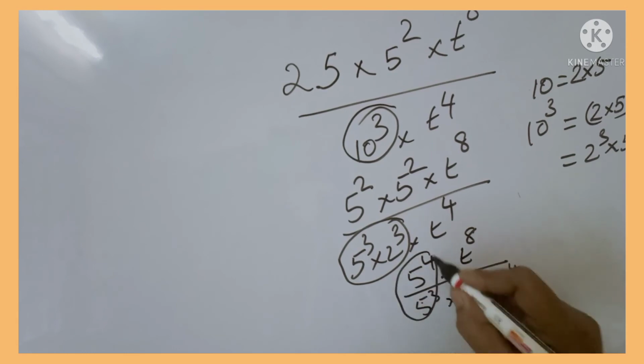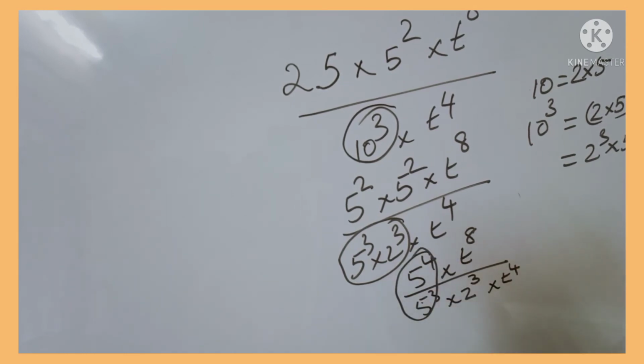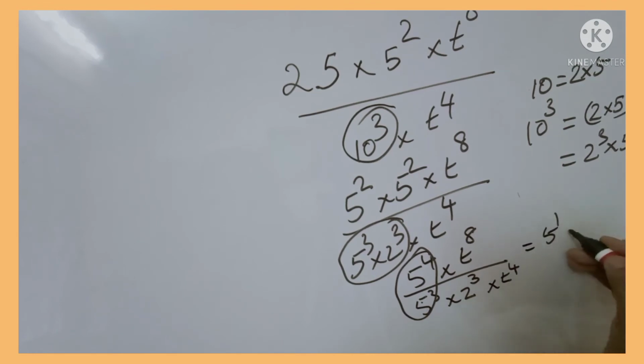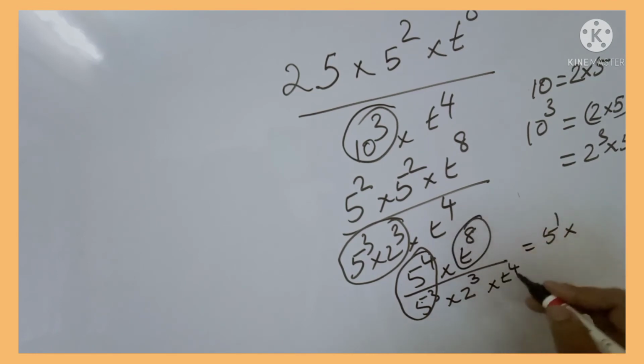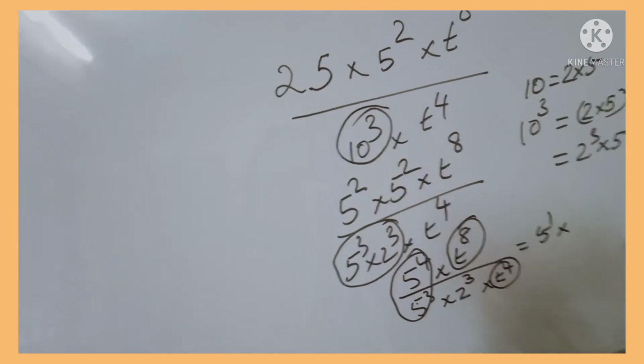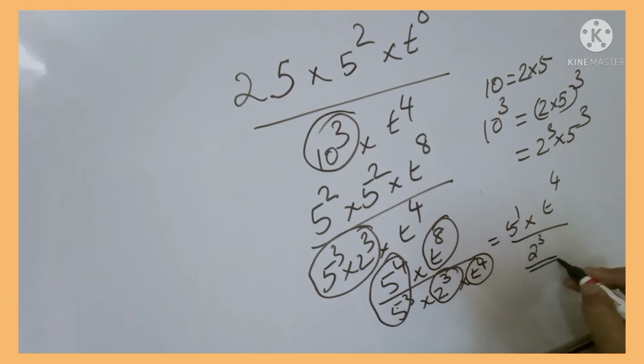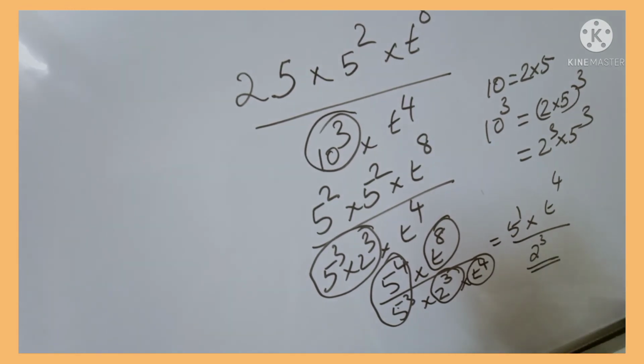Then comparing 5 raised to 4 by 5 raised to 3, that is 5 raised to 1, into t raised to 8 by t raised to 4. That is t raised to 4 by 2 raised to 3 in the denominator. So the answer is 5 raised to 1 into t raised to 4 by 2 raised to 3.